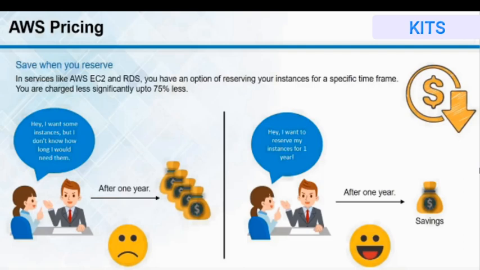So if you know that you'll be using your instances for a minimum of 1 year or maybe 3 years down the line, you can reserve them and you can save up to 75% on that. So guys, this brings us to the end of the AWS pricing section. Are we clear with all the pricing models that we just discussed? Alright guys, I'm getting a yes from you. So let's move to our next section.